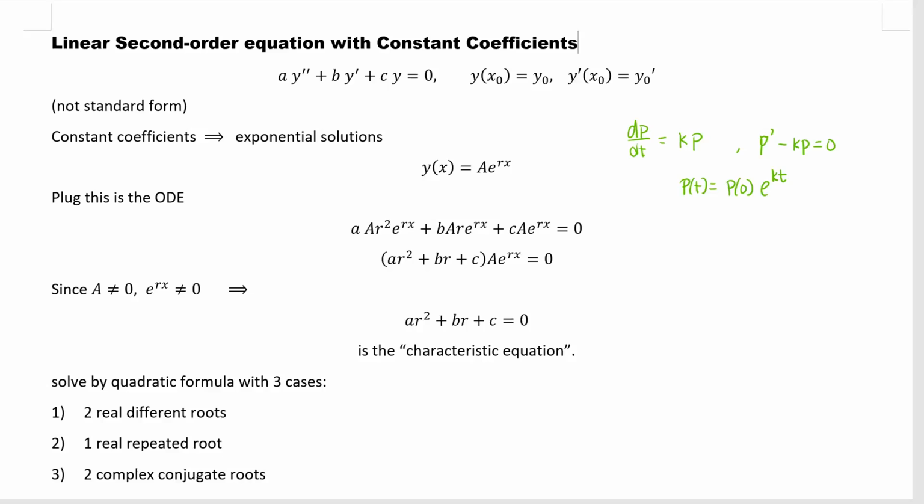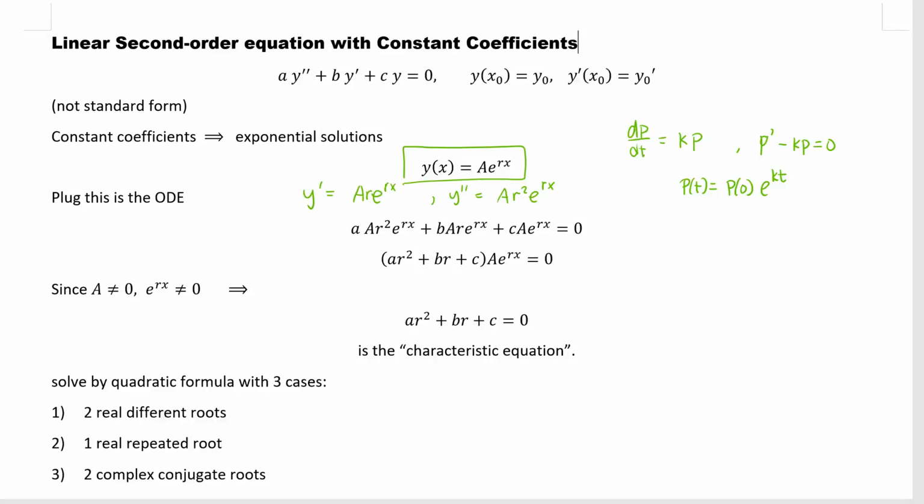exponential. A general form for exponential functions is a times e to the rx. So let's try to plug this into our ODE. We need y prime, so the derivative of e to the rx is e to the rx times r. And for y double prime, the derivative of e to the rx is e to the rx times another r, so that will give us r squared.